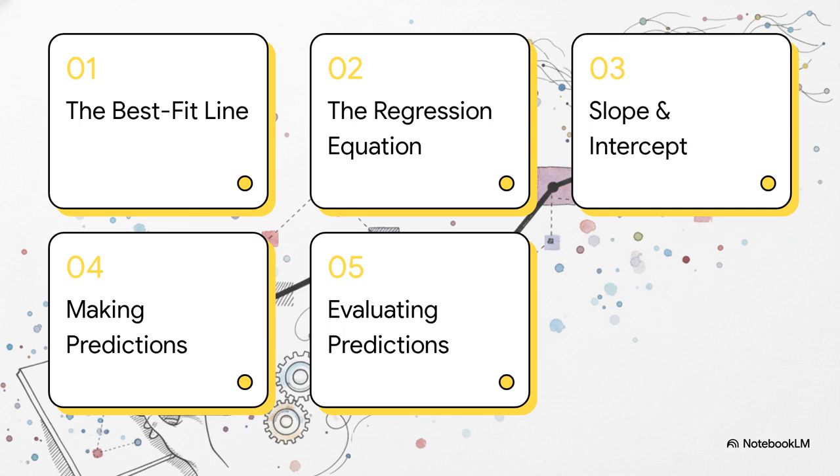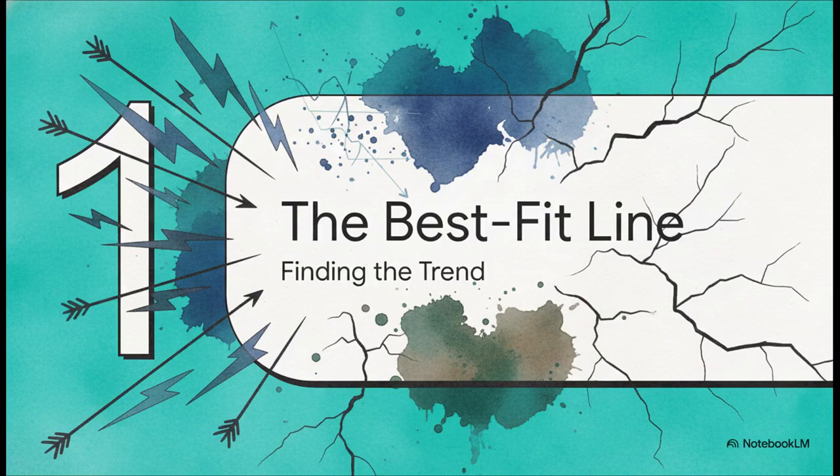First, we'll nail down the big idea. What is a best fit line? Then, we're going to crack open the equation that actually builds it. After that, we'll figure out what those numbers in the equation really mean in the real world. From there, we'll actually use it to make some predictions. And finally, we'll ask the most important question of all. How do we know if our predictions are any good? All right, let's get right into it.